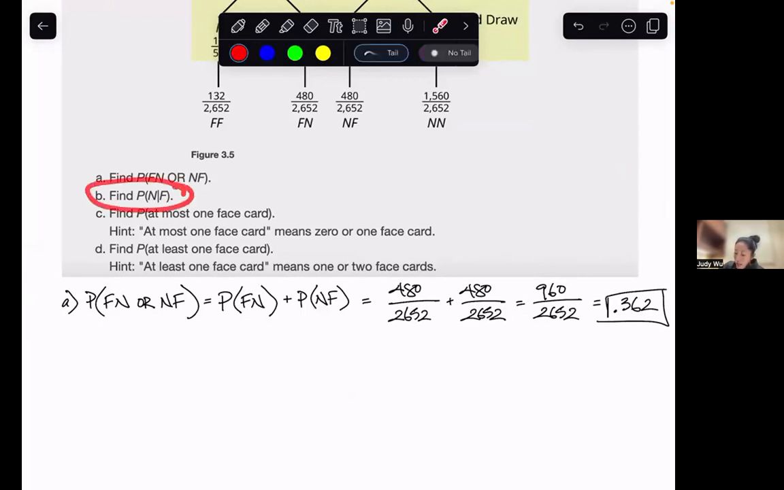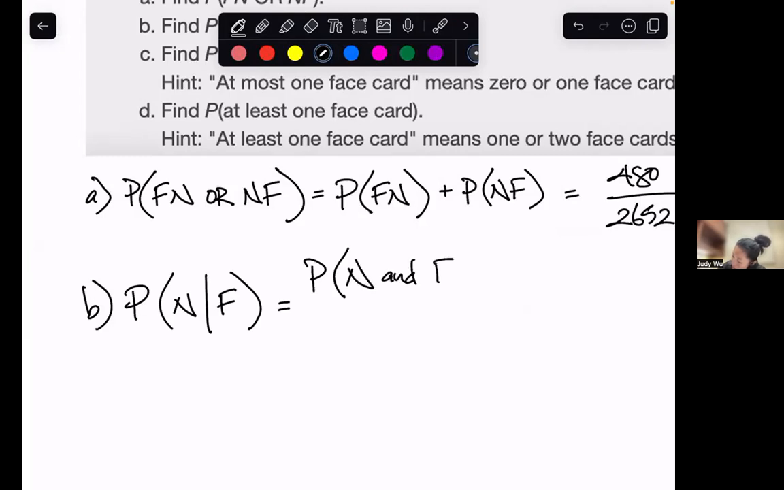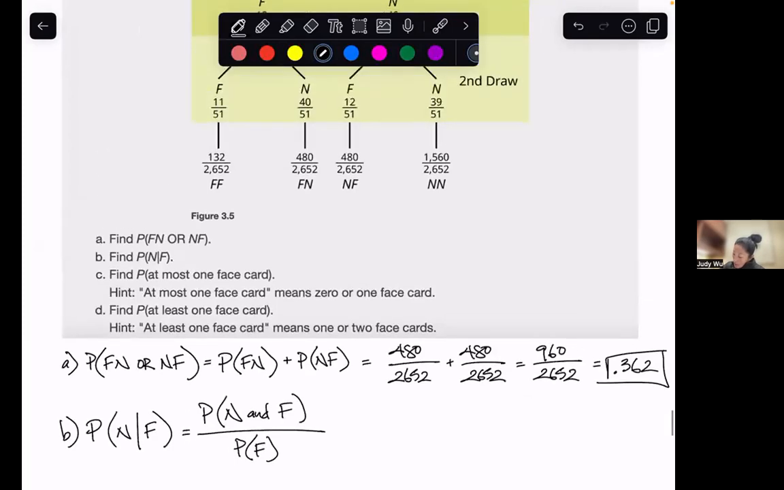For part B, find n given f. All right, so part B, find the probability of n given f. And so I want to remind us of a formula that we learned earlier in the chapter, right? The probability of something given something else is the probability of those two things happening together over the probability of that second thing already happening. And so we can use this table to help us find that.